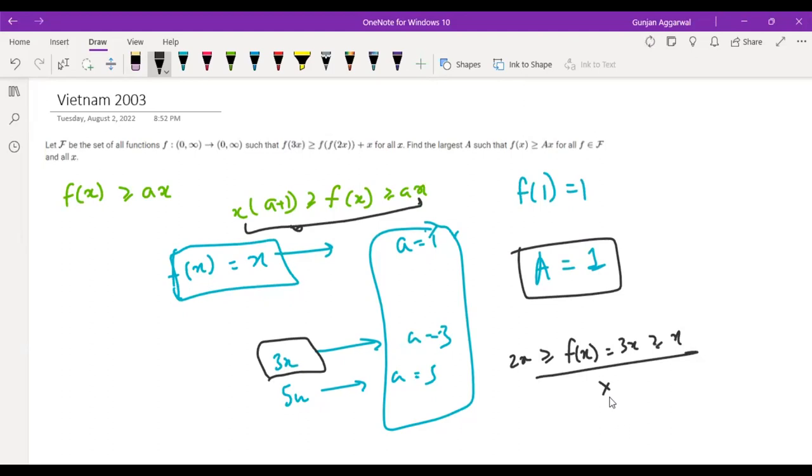We have f of x greater than or equal to ax for all x, for the largest possible a. So if a was the largest, and f of x is not bounded by a plus 1 times x for some x, then a plus 1 should be the largest a, but it isn't. So a contradiction.